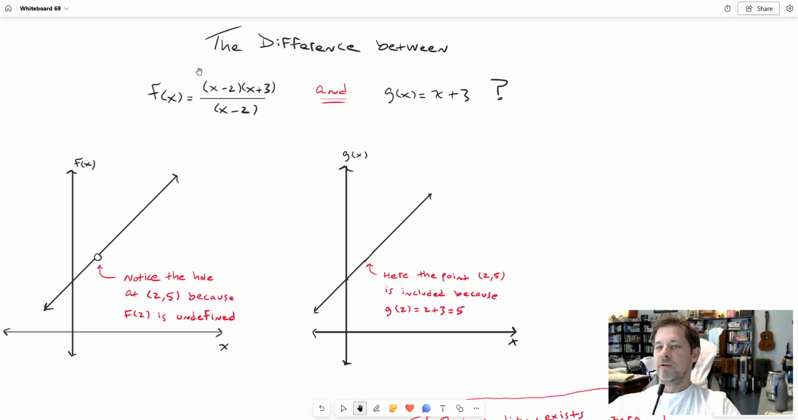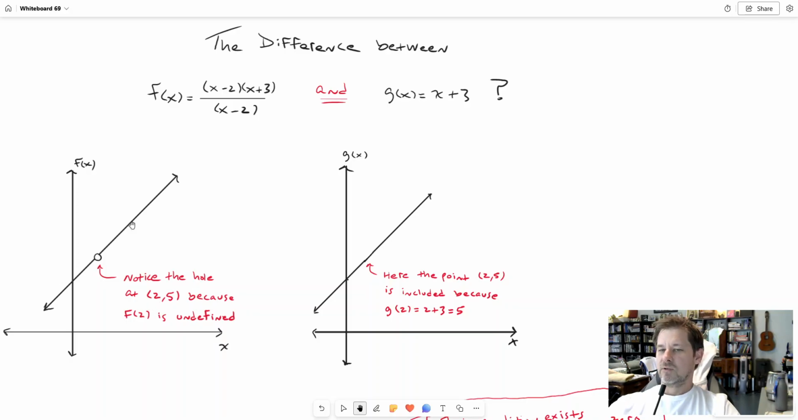If I were to graph this function, it would be a line like so, and there would be a hole in the graph at the point 2 for x, 5 for y. So that point would be left off, but all the other points around it would be there. The reason why this point must be left off this graph is because it's undefined at 2. When you try to plug in 2 for x in this function, you don't get an answer. It's undefined. So there can't be a point where the x is 2.